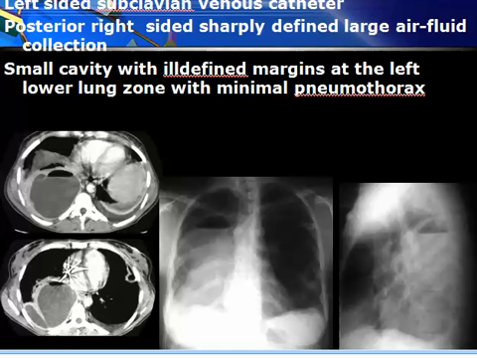Left-sided subclavian venous catheter. Here it is. Posterior right side, sharply defined large air-filled loculus. That one, air fluid.